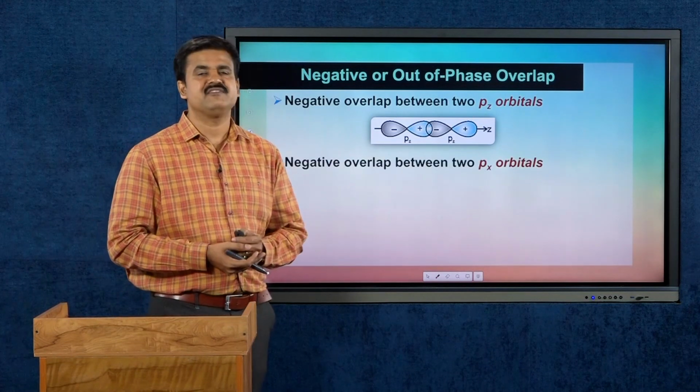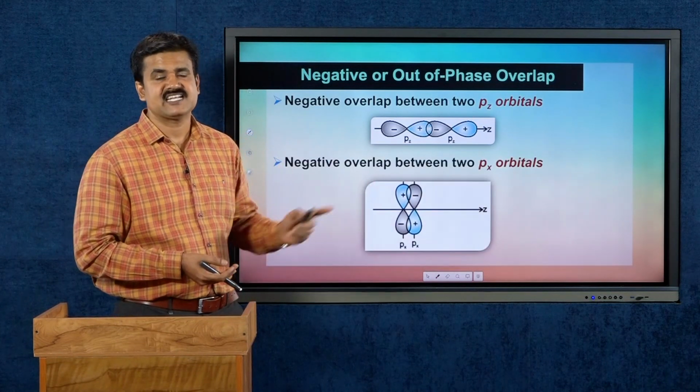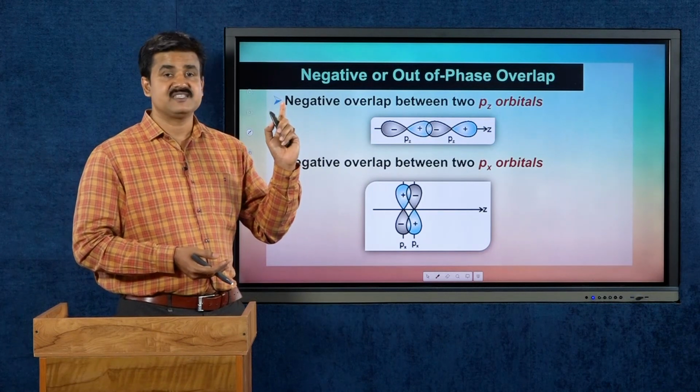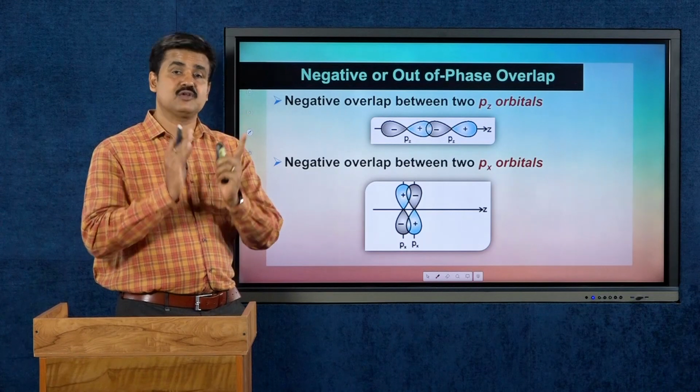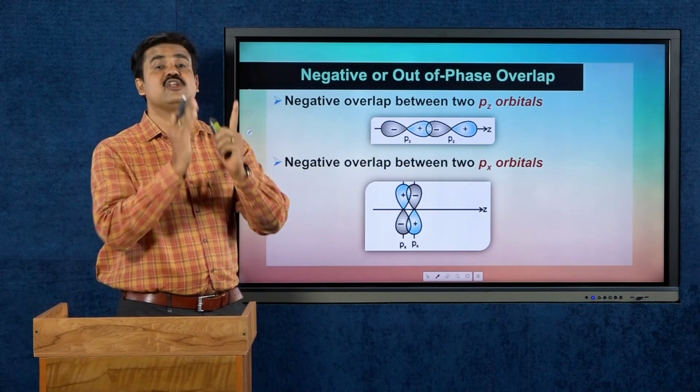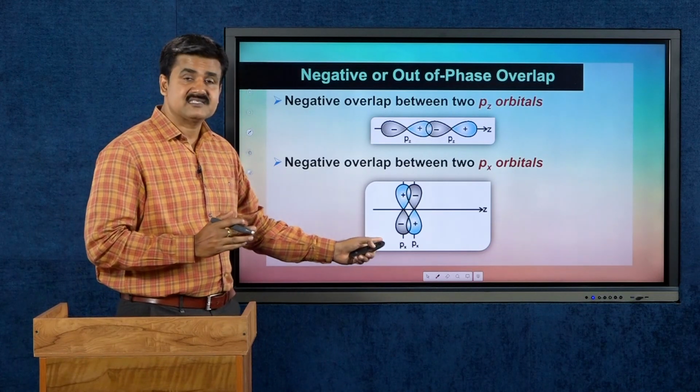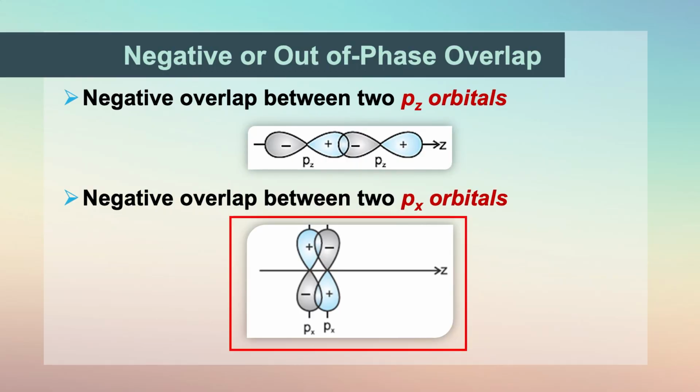Negative overlap between two px orbitals can be represented like this. In the previous case, we just mentioned the positive overlap. Whenever I said positive overlap, only like signs will overlap. But in this picture, it is clear that the positive part overlaps with the negative part. So, this is ineffective. This kind of overlap is called negative or out of phase overlap.